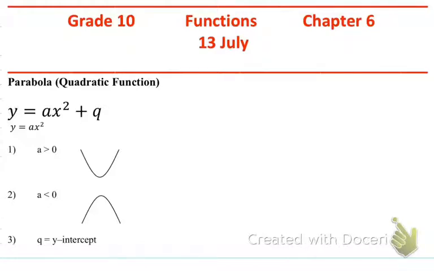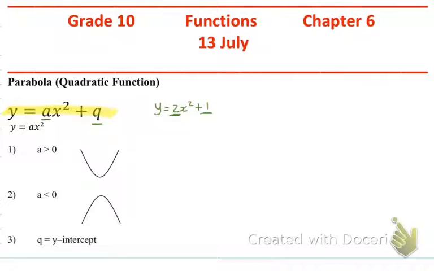Okay, so the general equation for a quadratic function is y is equal to ax squared plus q. Okay, now we're going to have a number in the place of a and the place of q. So an example of such an equation would be y is equal to 2x squared plus 1. There's a number in the place of a and a number in the place of q. Okay, now what does it look like?